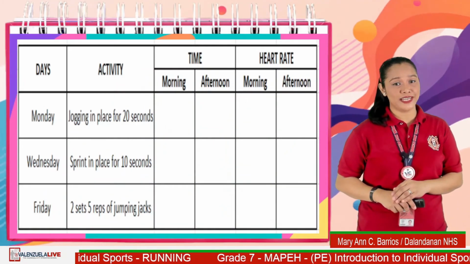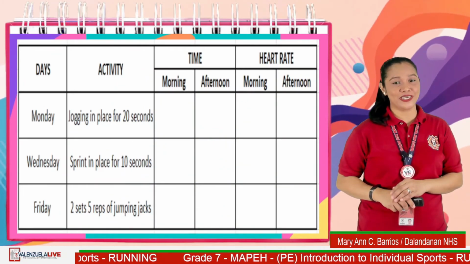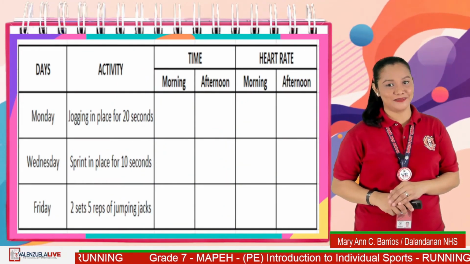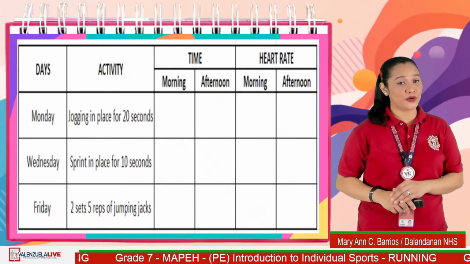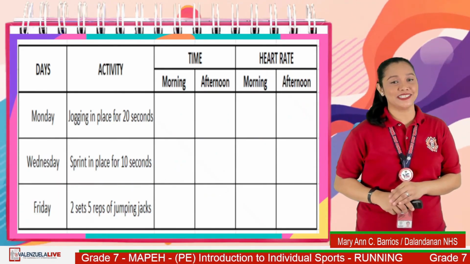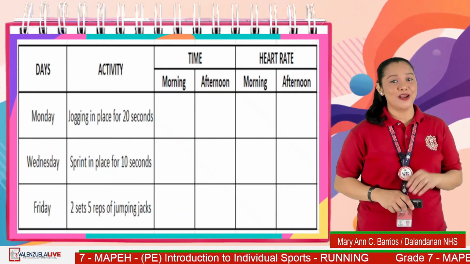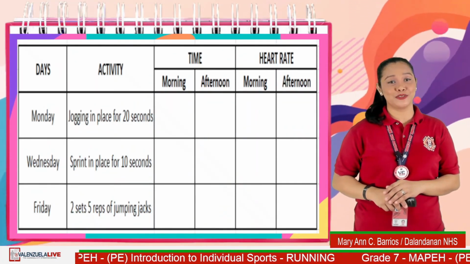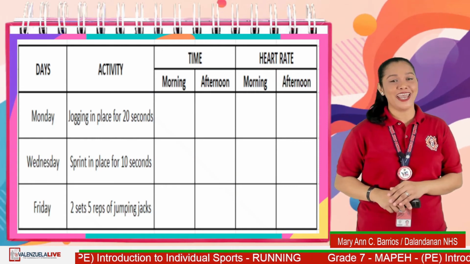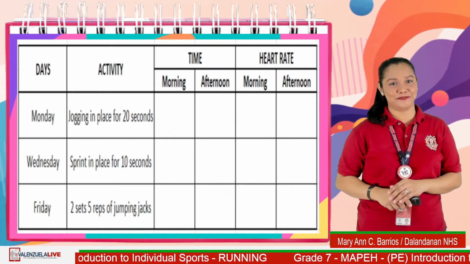Record your heart rate and the running time on your weekly activity log. Ask your parent or guardian's assistance in doing this activity. Remember, recording your progress helps you to see what you need to achieve and what you have already achieved.